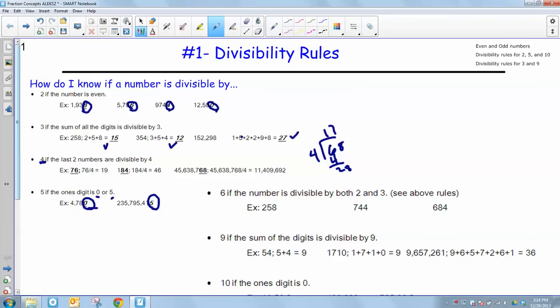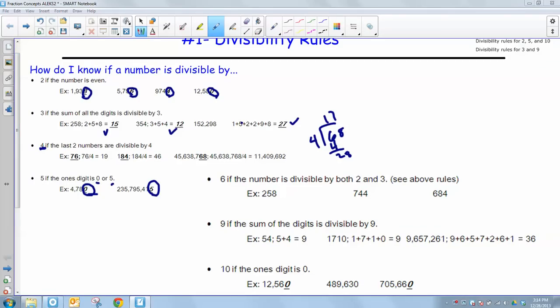So let's go ahead and take a look at our one for 10. I'm divisible by 10 if my ones digit is a 0. So if I see a 0, I'm automatically divisible by 10.